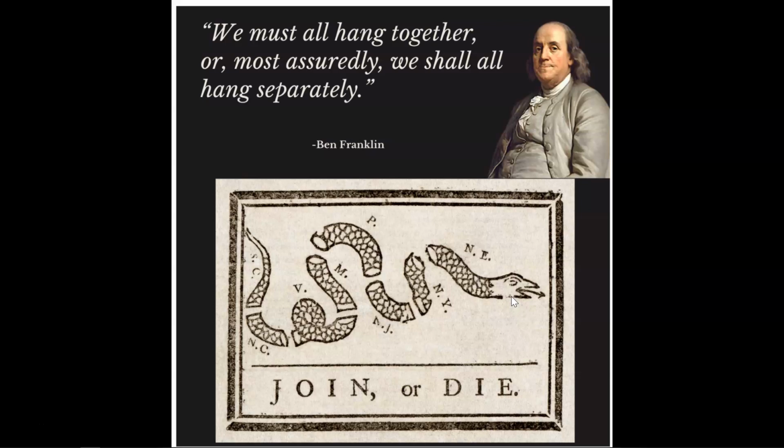It's not quite that extreme. It's acknowledging that unity is really important if any group of people are going to be successful in accomplishing their goals.